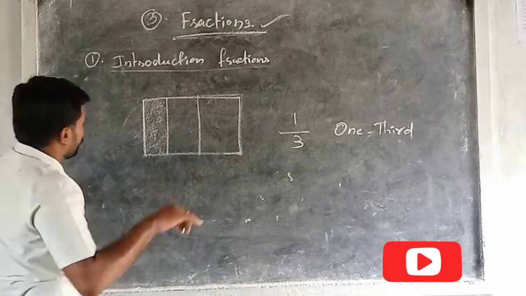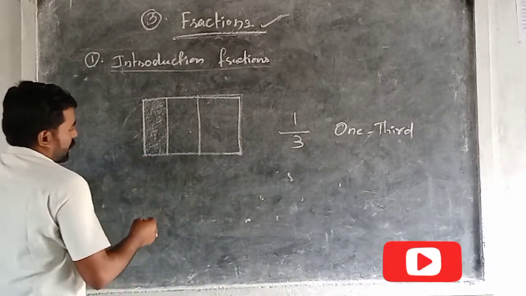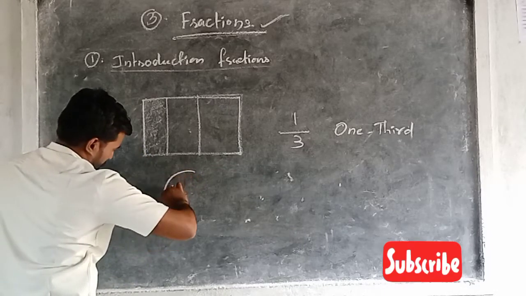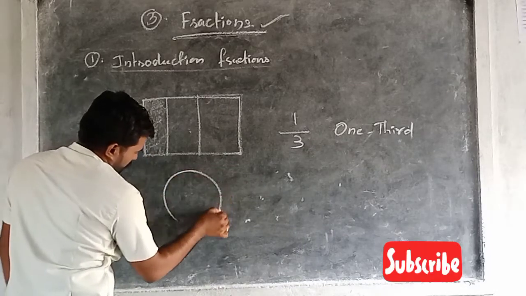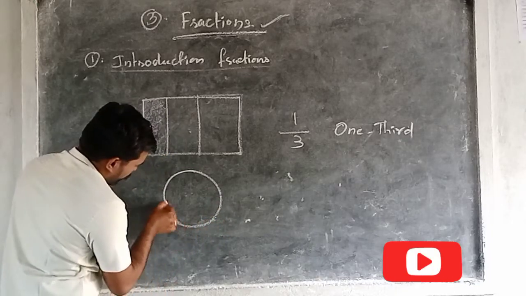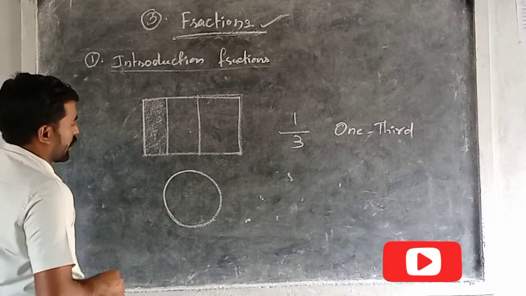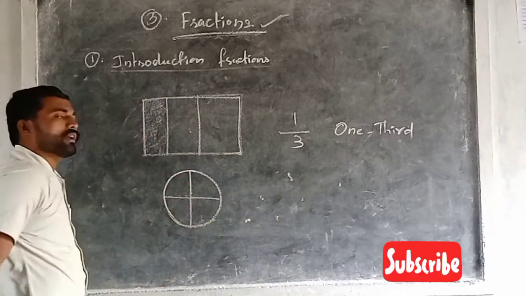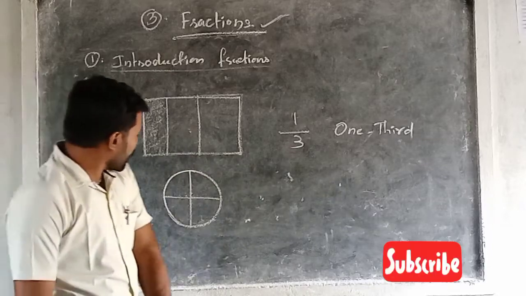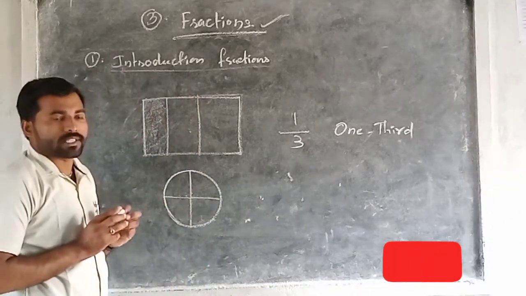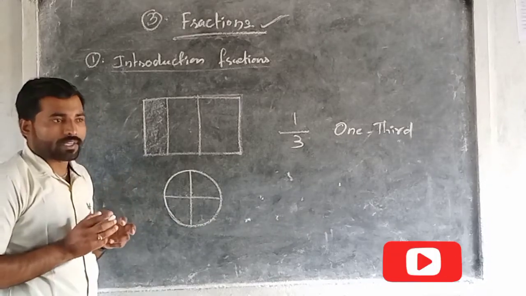Suppose let us take one more example. This is a circle. My dear students, this is a circle. I am dividing this circle into 4 equal parts. How many parts are there? 4 parts. This circle has 4 parts.